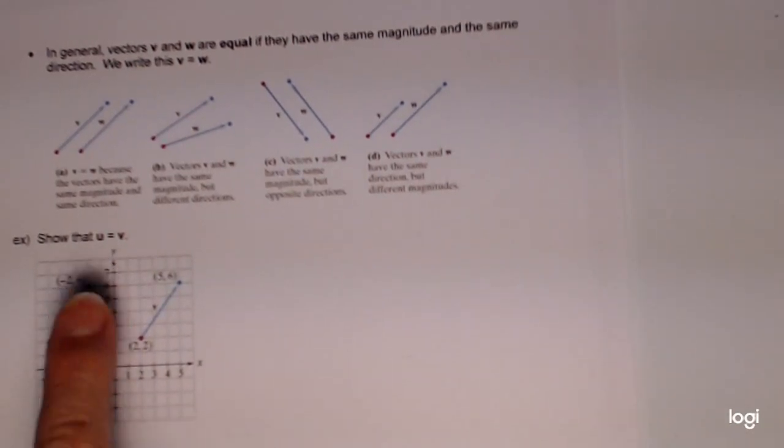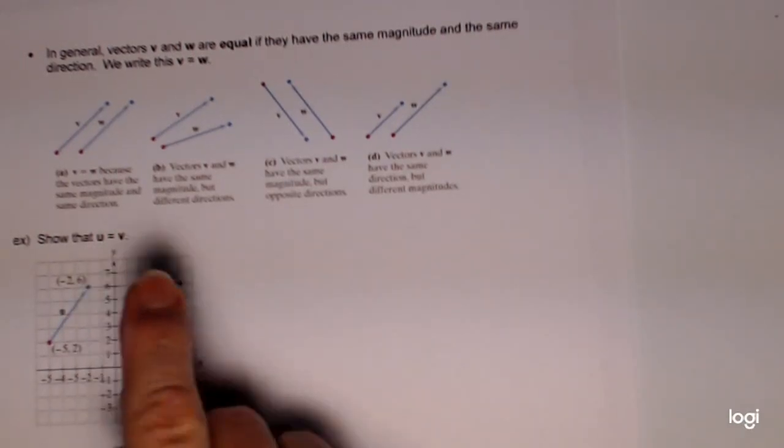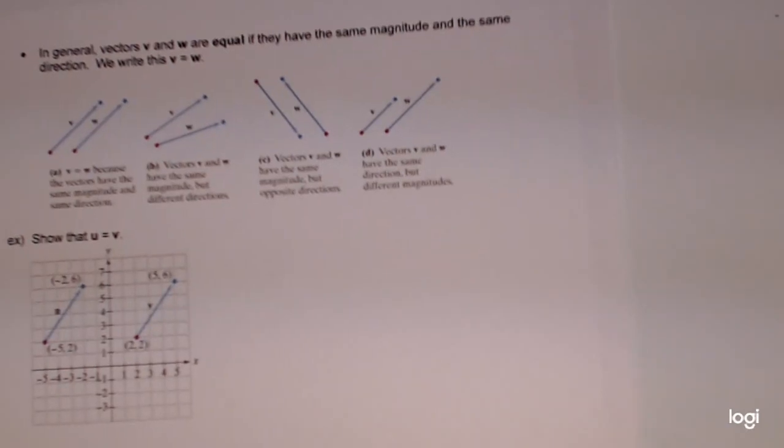So if we have vectors, and in the world of vectors, we don't use X's and Y's. The variables we use to talk about and define vectors are generally U, V, and W. So we go to another part of the alphabet. So we have two vectors here, U and V, and the question is, are they equal?